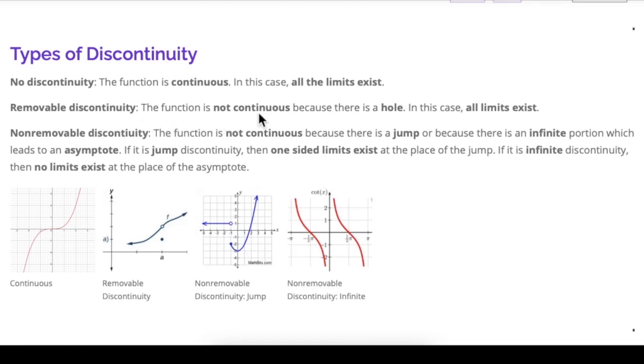Next, we have removable discontinuity. The function is not continuous because there is a hole. In this case, all limits exist. So here is some removable discontinuity. You can see the function goes along, but there's a hole.